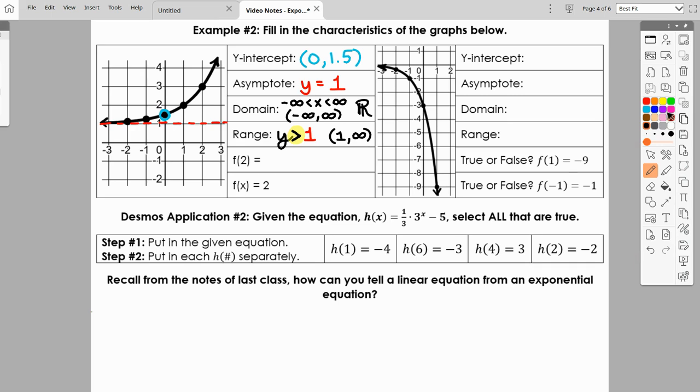F of 2, as a reminder, you're looking on your graph where your x value is 2. And you want to answer with the y value, which would be 3. Working backwards now, you want the x value to be found, and you're given the y value of 2. When your y value is 2, your x value is 1 here.